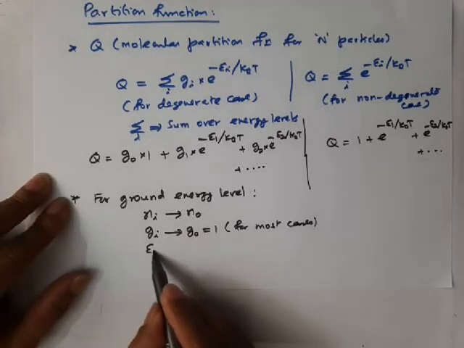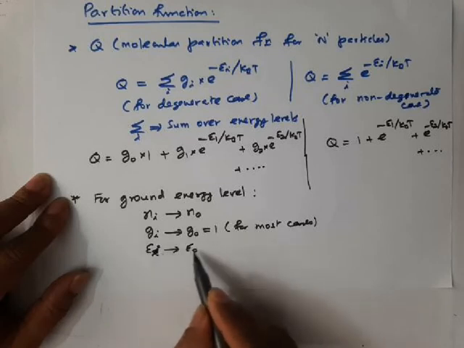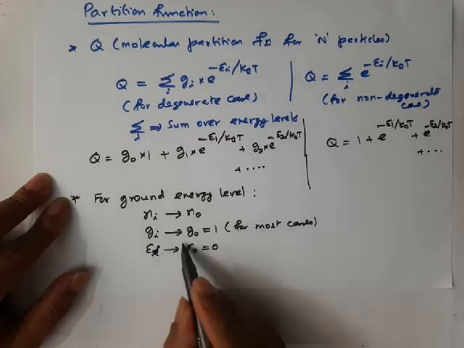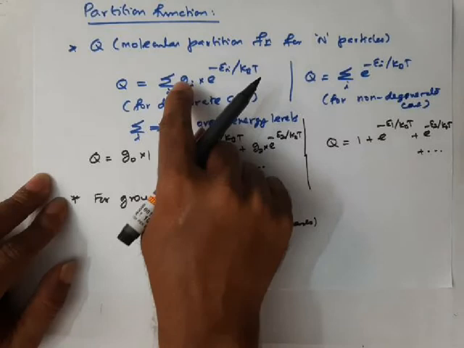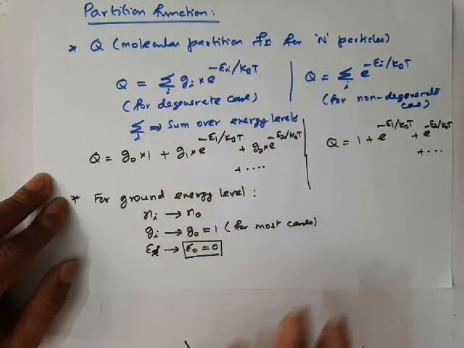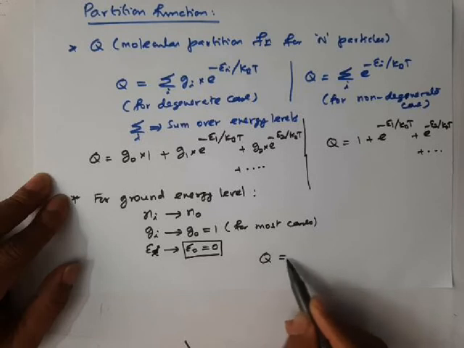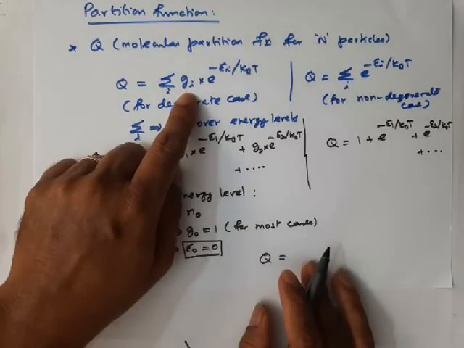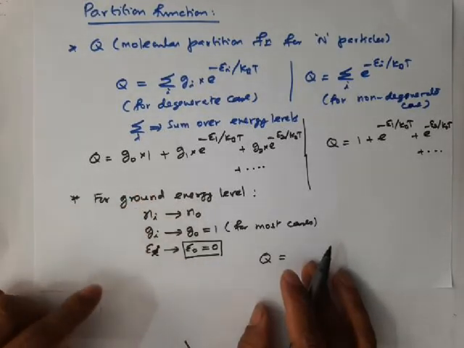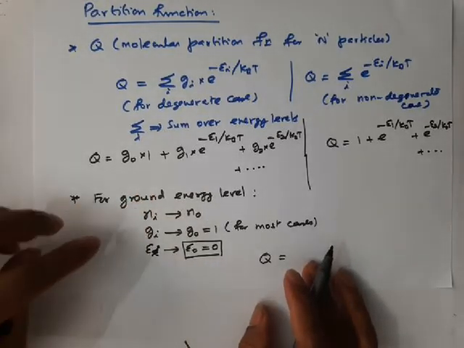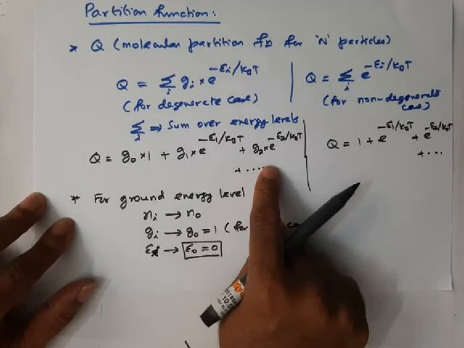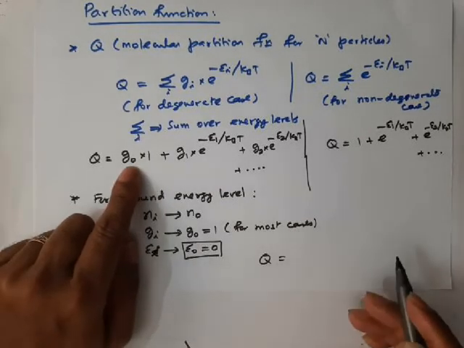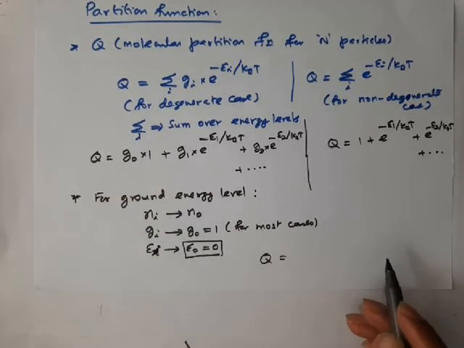Okay, ground state degeneracy is 1, right? Then the energy of the ground state, Ei, for the ground state is represented as E0, and you know very well in statistical thermodynamics we fix E0 as 0. If I substitute these values in this expression, you can use this or that, both will give the same. What will I get? Q is equal to, I will substitute in this expression. Or you can use this expression also, right? Degeneracy of the ground state is one.